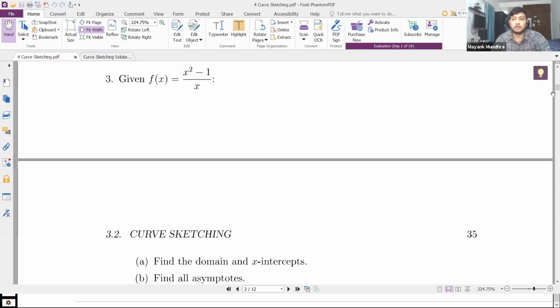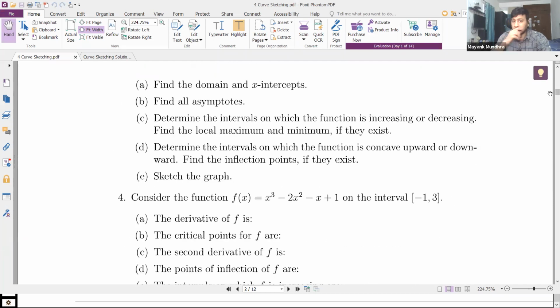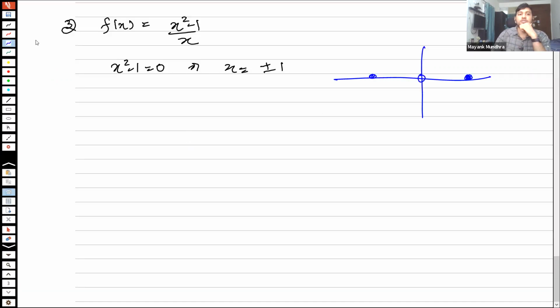Now part B is to find all asymptotes. So first I'll find vertical asymptotes. Vertical asymptotes occur when f of x tends to infinity or negative infinity. So that obviously happens when x is tending to 0.